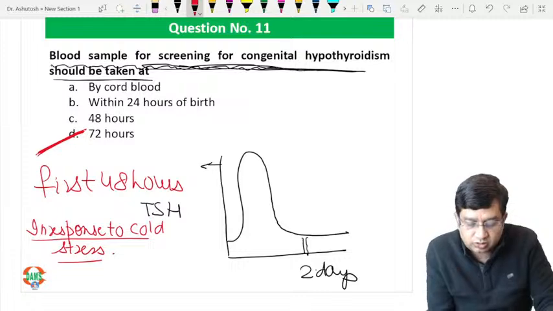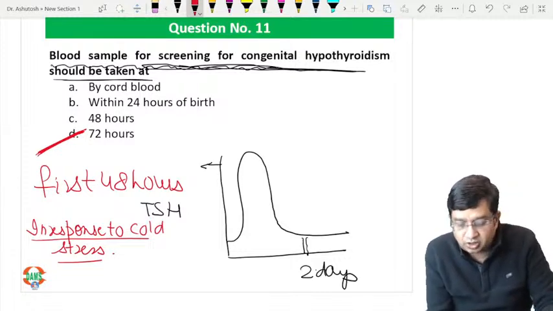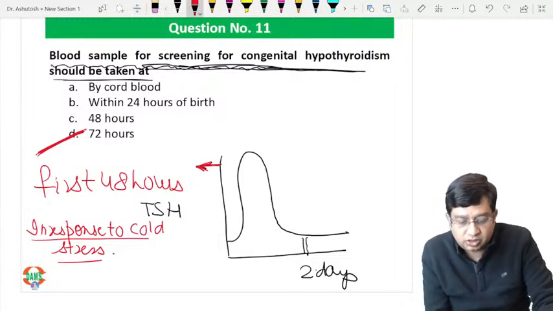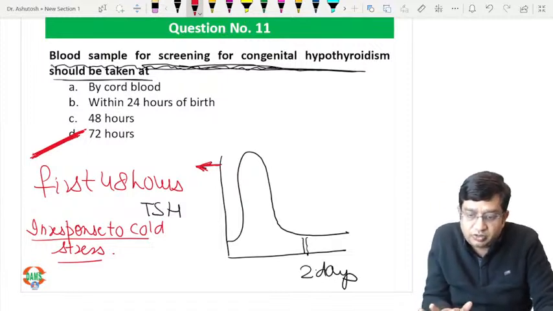This is in response to the cold stress, the TSH level increases, and this becomes normal within how many hours? 48 hours, right? So therefore, we should measure at which hours? 72 hours. We should measure at 72 hours. According to me, that is the right answer.